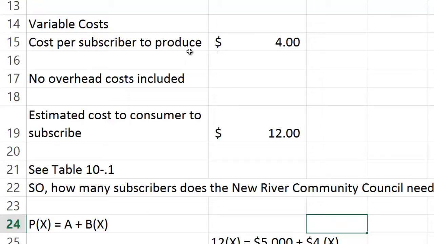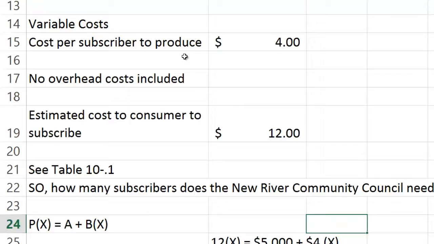Now, why is this called variable? Because really, you look at it and you say, well, what's variable about that? It's $4. What's variable, and this is really key, a lot of people don't get this right, so please pay attention to this point. It's variable because it depends on the number of subscribers what the total amount of cost is. So the fixed cost is $5,000 because we're paying the guy or the woman $5,000 regardless.